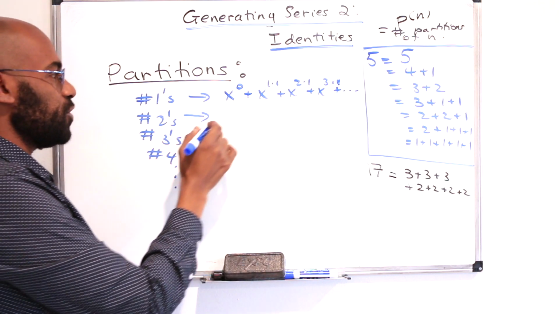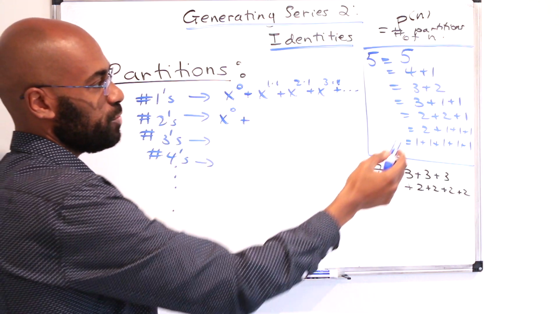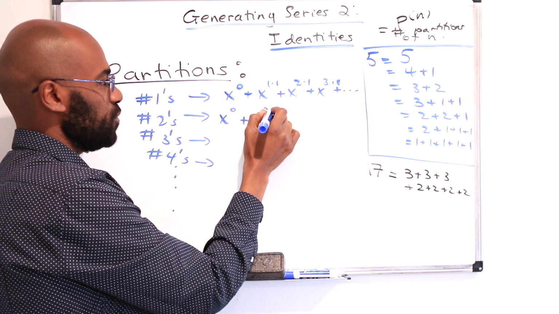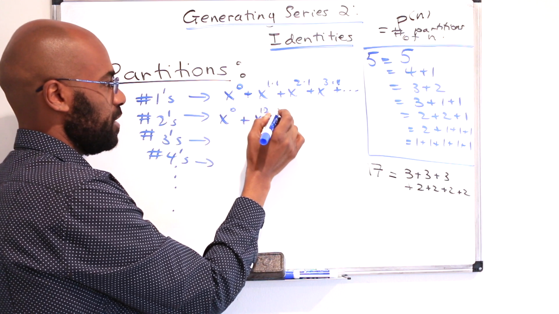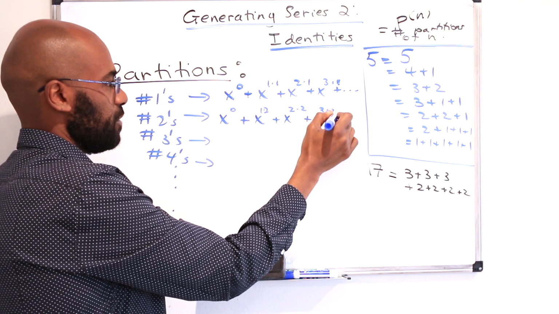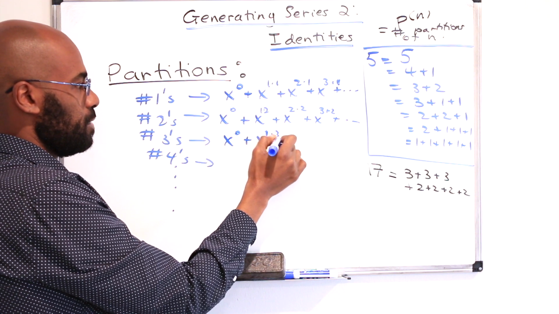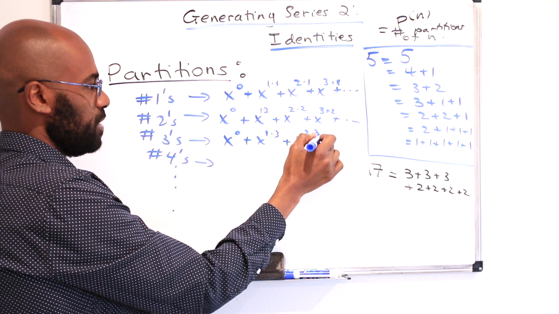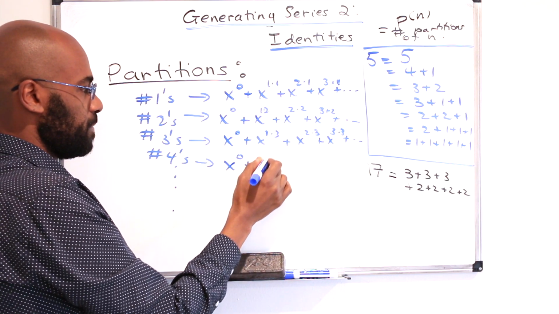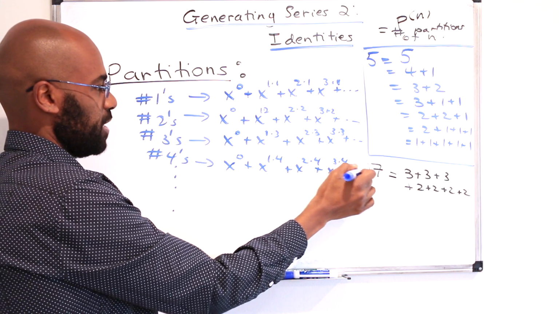Okay, and the number of 2s, well, we might have 0 2s, we might have 1 2, which contributes 2 to the actual count that we're interested in, so we're going to record that with an exponent of 2, right? So we have 1 copy of 2, and then we might have 2 copies of 2, 3 copies of 2, etc. Okay, same thing with the 3s. A copy of 3, 2 copies of 3, 3 copies of 3, etc. And then the 4s. A copy of 4, 2 copies of 4, 3 copies of 4, etc.